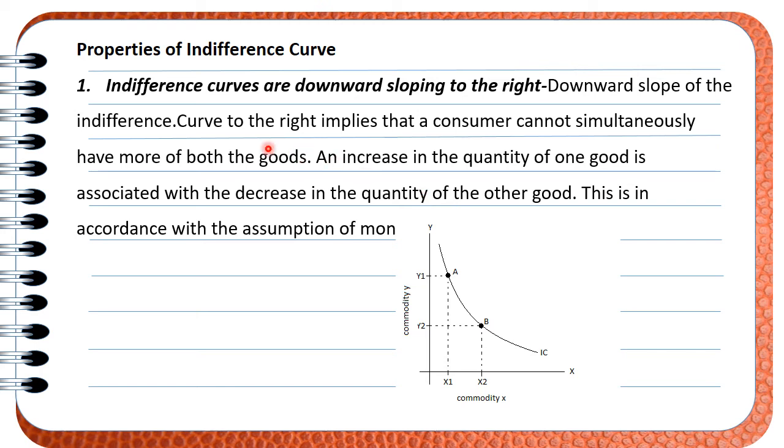Let us see what is written over here. The downward slope of the indifference curve to the right implies that a consumer cannot simultaneously have more of both goods. I mean, at the same time they can't consume more of both goods. Otherwise, the level of satisfaction will change. An increase in the quantity of one comes with a decrease in the quantity of the other. This is in accordance with the assumption of monotonic consumption. We will discuss this monotonic consumption later on.